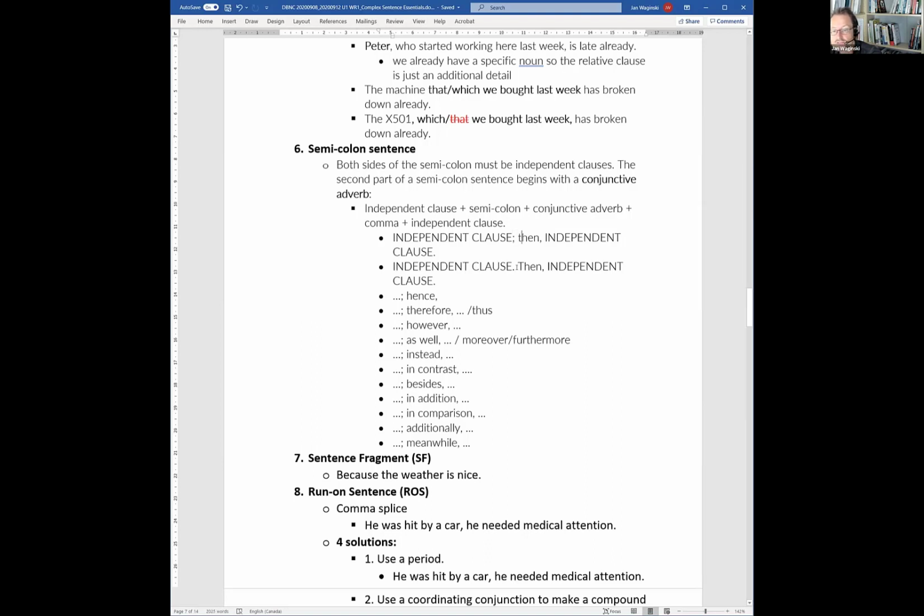I'm not trying to overcomplicate this. This is just a really easy way to increase the variety of complex sentences in your work. Whenever you're using one of these words, it's really common, instead of using a period, to use a semicolon.